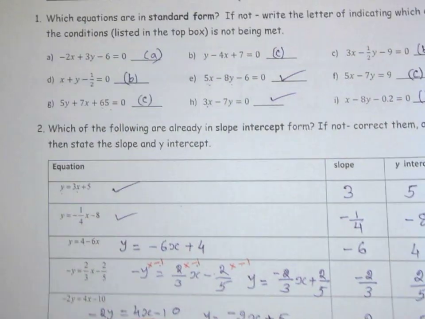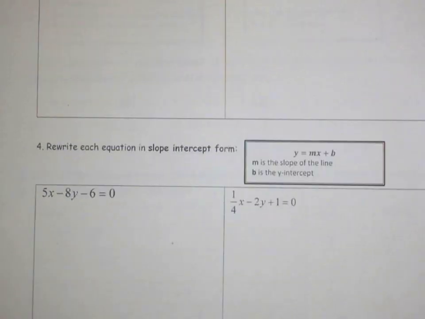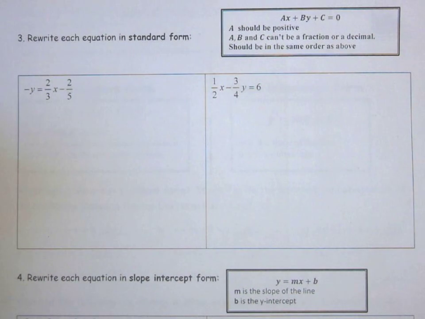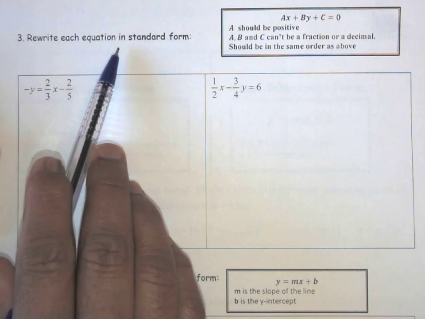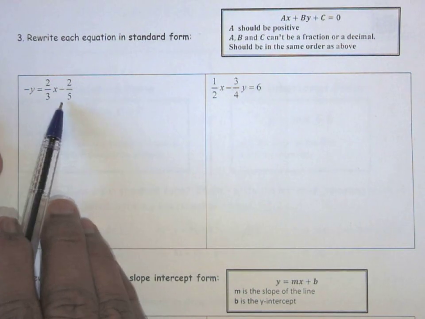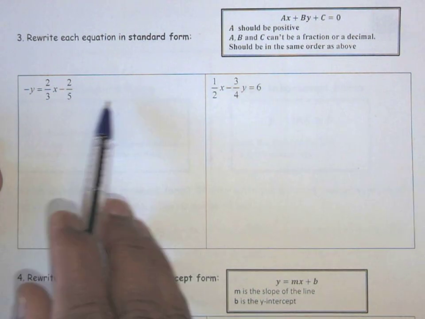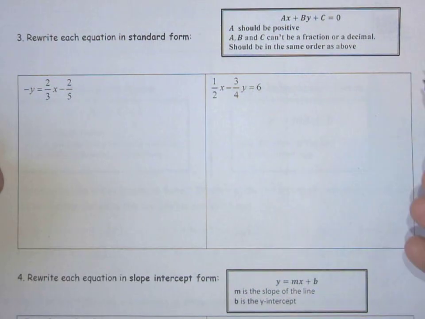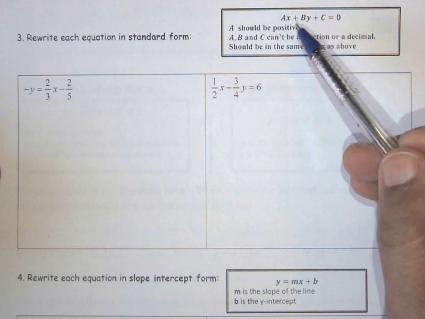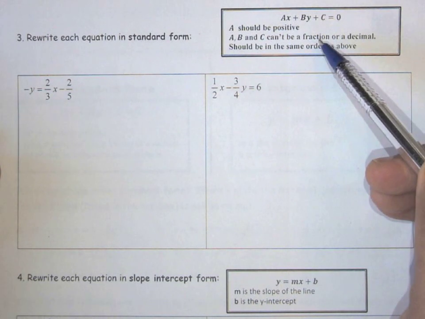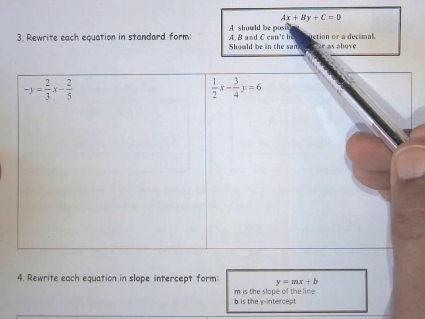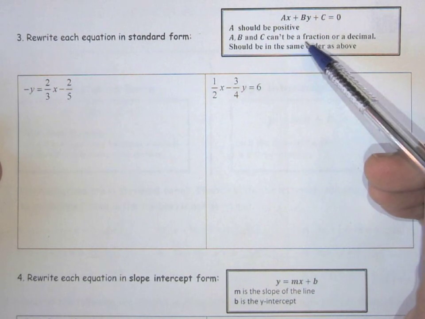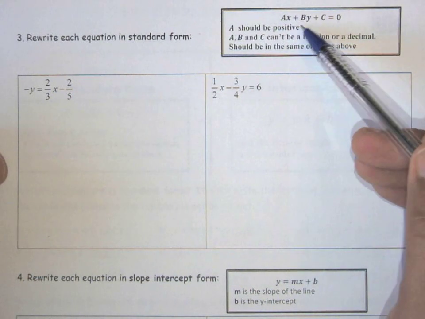Let's see the first example on the next page. You have rewriting each equation in standard form. So here we have two equations. We need to rewrite them in standard form. So we need to know what a standard form looks like. A standard form looks like ax plus by plus c equal to 0, as we already explained earlier. And remember that the first term should be positive, and there can't be a fraction or a decimal, and they all have to be in the same order.